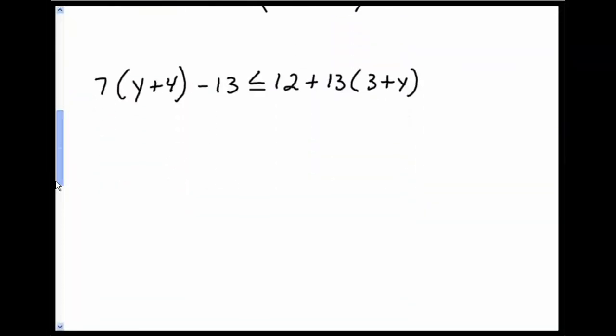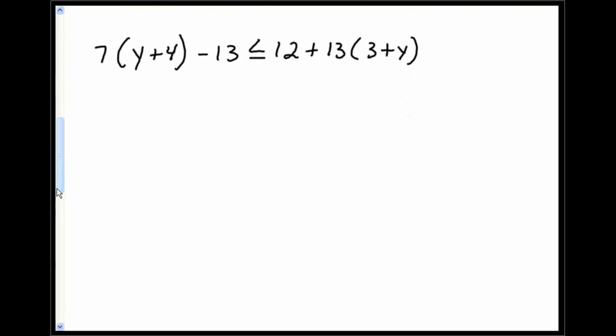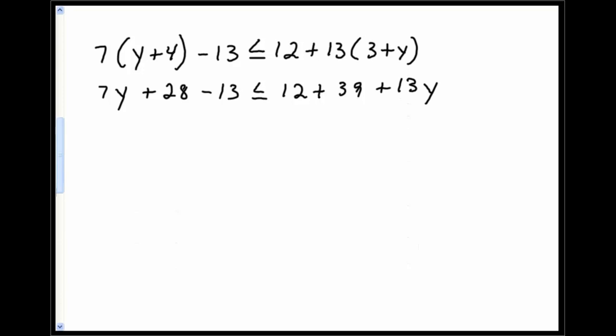All right, the next problem, again, we need to remove parentheses by using the distributive property. So we'll have 7y plus 28 minus 13 is less than or equal to 12 plus 39 plus 13y. Now, we need to combine like terms on each side of the inequality. So there's only one variable term, 7y. 28 minus 13 is a positive 15, is less than or equal to 12 plus 39 is 51 plus 13y.